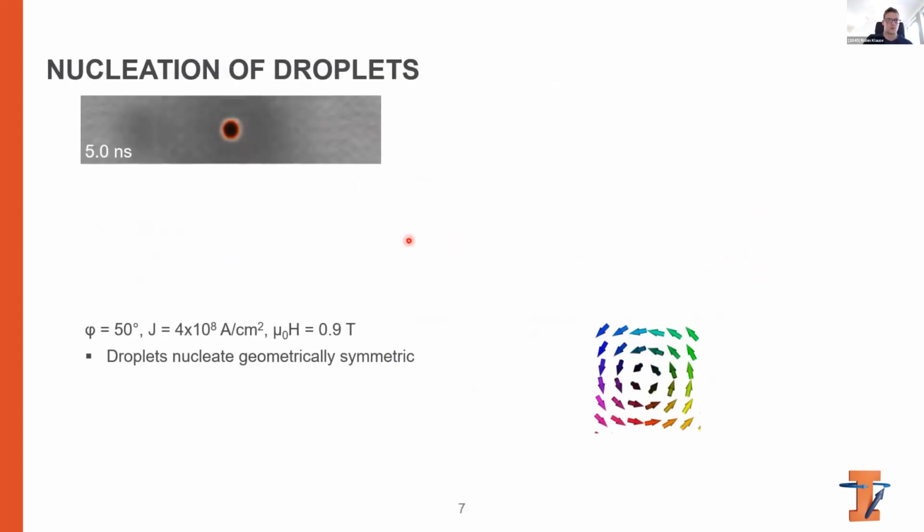So let's look at some of our results. So here we see a top-down view of the ferromagnetic layer, and the gray regions here represent moments pointing out of the screen, the black region moments pointing into the screen, and then the color represents in-plane moment directions, as you can see on this color wheel on the right. And we use an out-of-plane angle of 50 degrees and then apply a DC charge current through that spin-orbit torque layer, and we apply an external magnetic field. And we can see that 5 nanoseconds after we started to apply the current, we see a droplet that has formed in the center of the ferromagnetic layer.